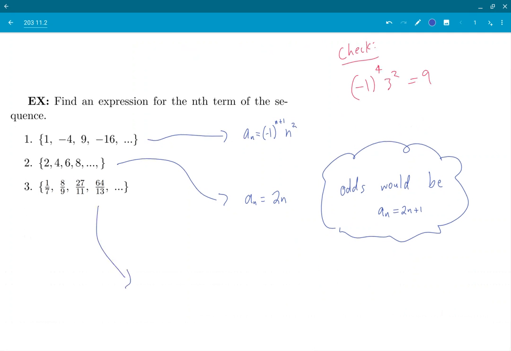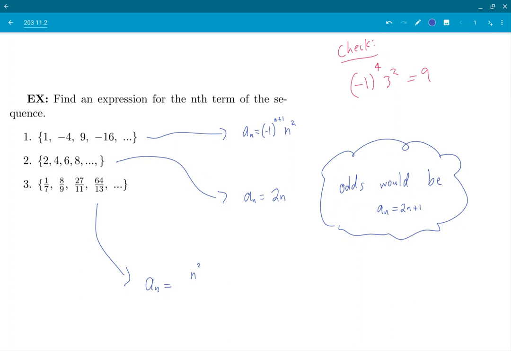Okay, last one. I got two things happening. I have a numerator, and I also have a denominator. Different things happening. So you want to divide and conquer one thing at a time. Look at the numerator. I've been around the block a few times, so I noticed that this is 1 cubed, this is 2 cubed, this is 3 cubed, and this is 4 cubed. So on top, I'm going to have n cubed.